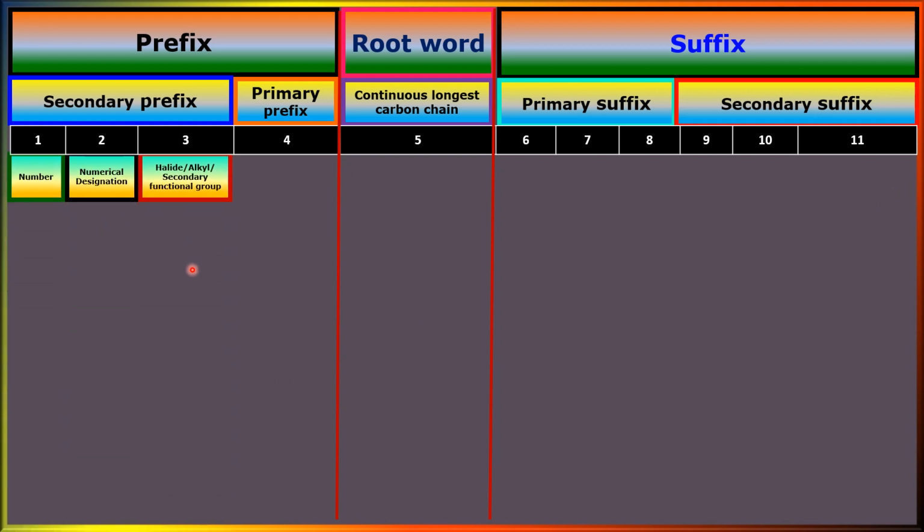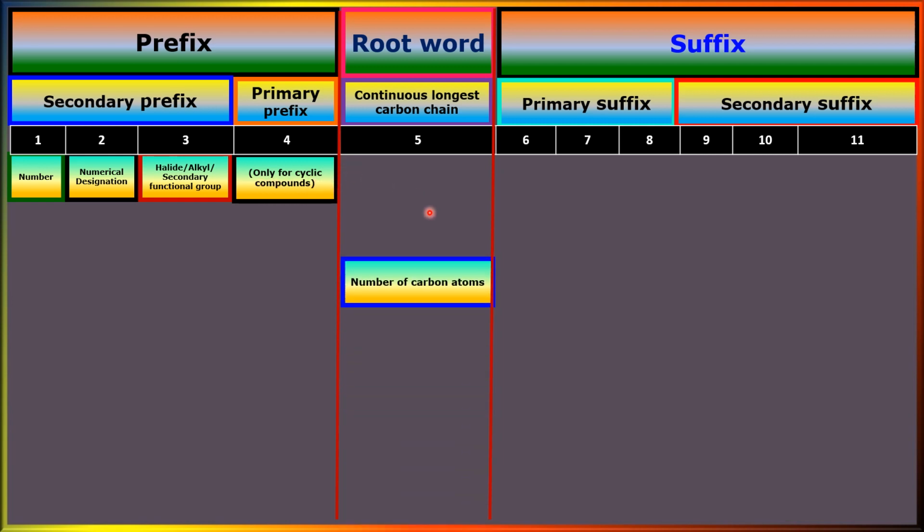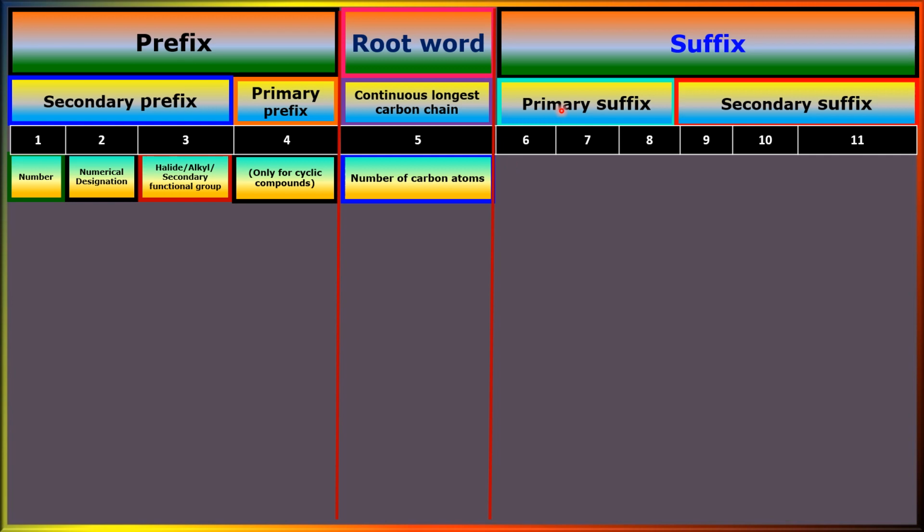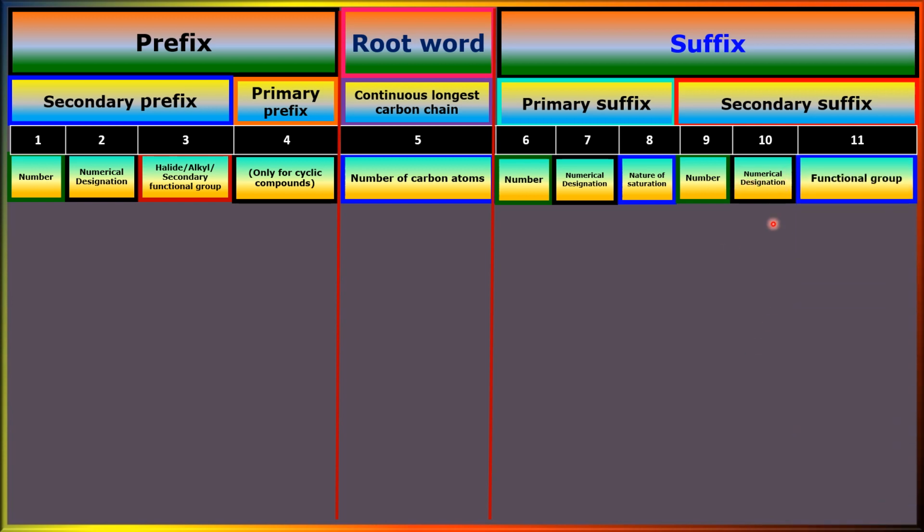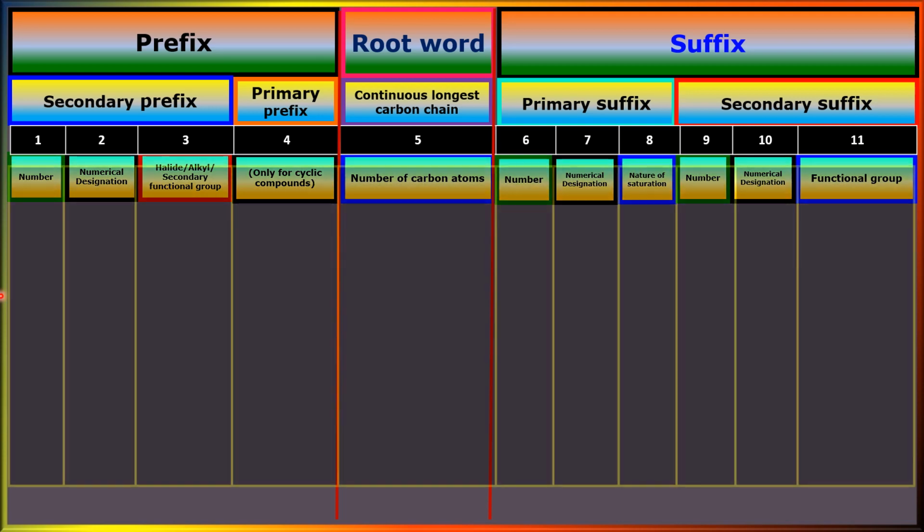Number, numerical designation. Next, halide or alkyl or secondary grade functional groups. Next, only for cyclic compound, the primary prefix will come only for cyclic compound. Next, number of carbon atoms. Primary suffix also has three parts: number, numerical designation, nature of saturation. Secondary suffix also has three parts: number, numerical designation, and functional group. Let us explore one by one.